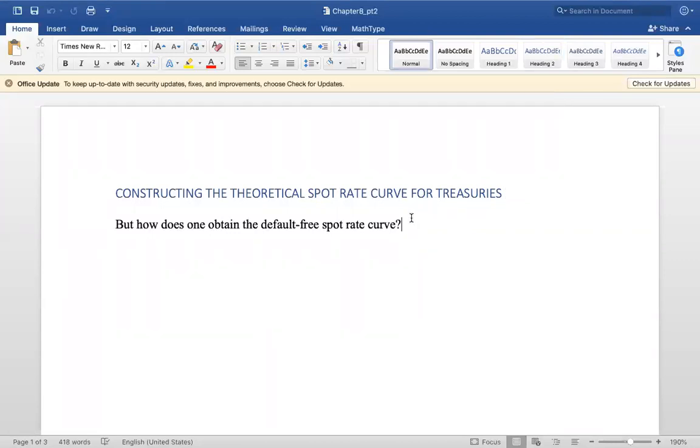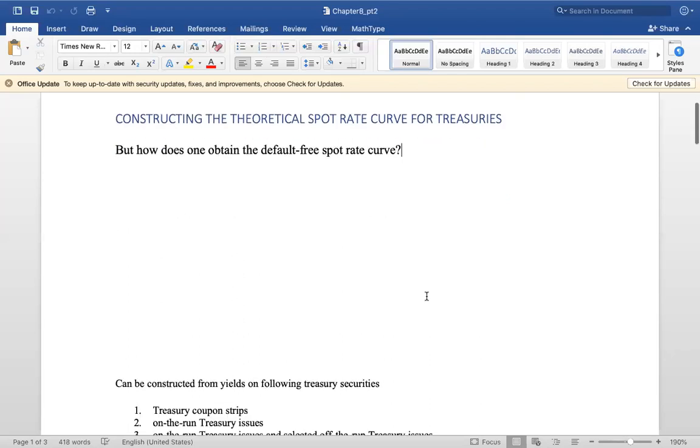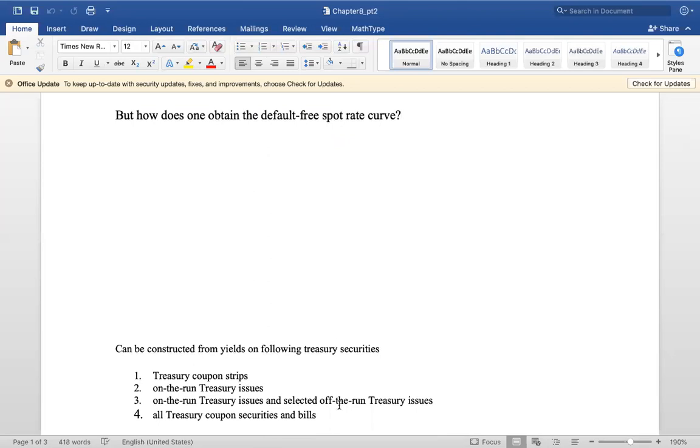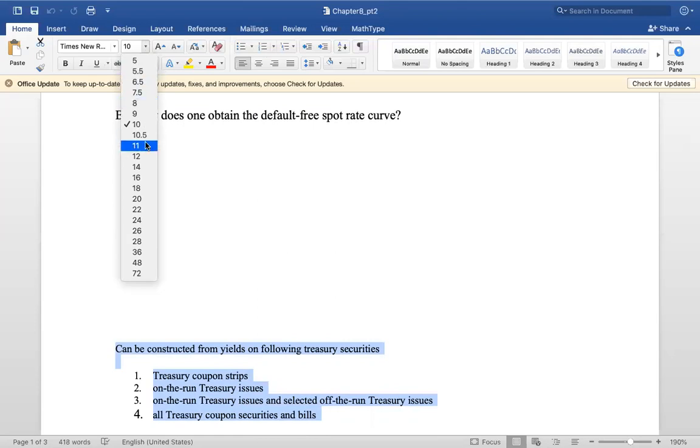What we mean by the theoretical spot rate curve for the treasuries is that we have a default free spot rate curve represented by treasury spot rates. But how does one obtain a default free spot rate curve? It can be constructed using four different methods, or four different ways.